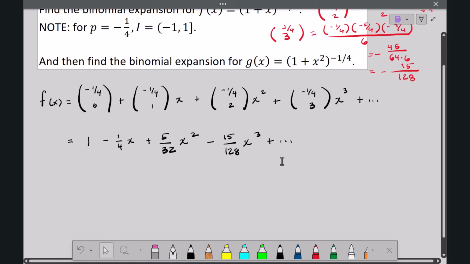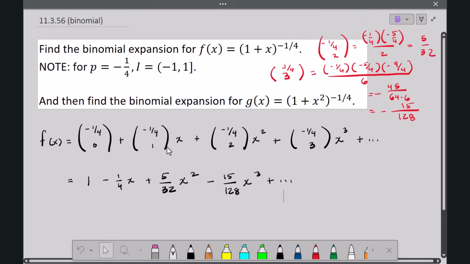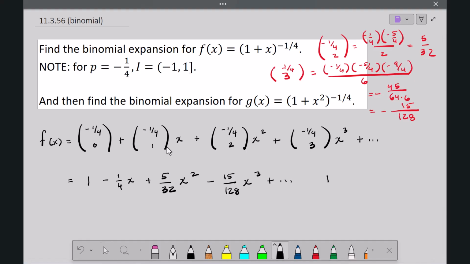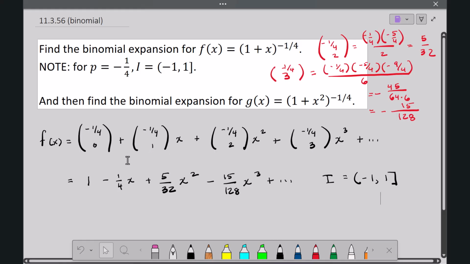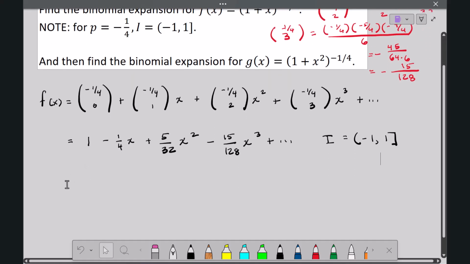Now let's just notice that the interval of convergence here is given for a binomial series. They're always given to us. We can't compute them with the ratio test like we normally would like to. Now let's find the binomial expansion for g.